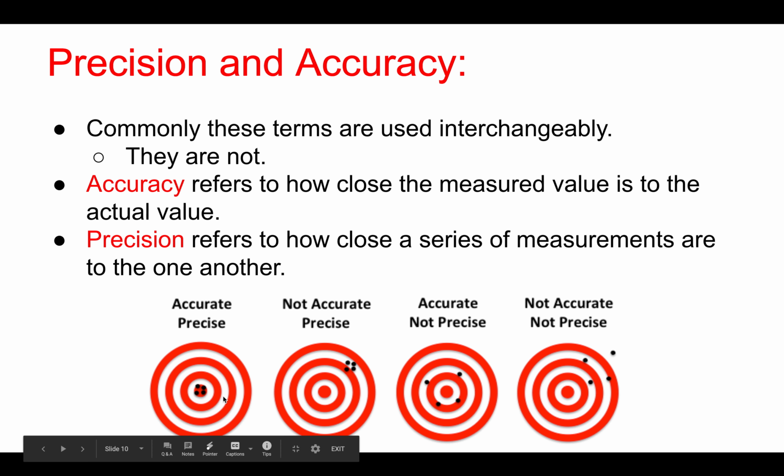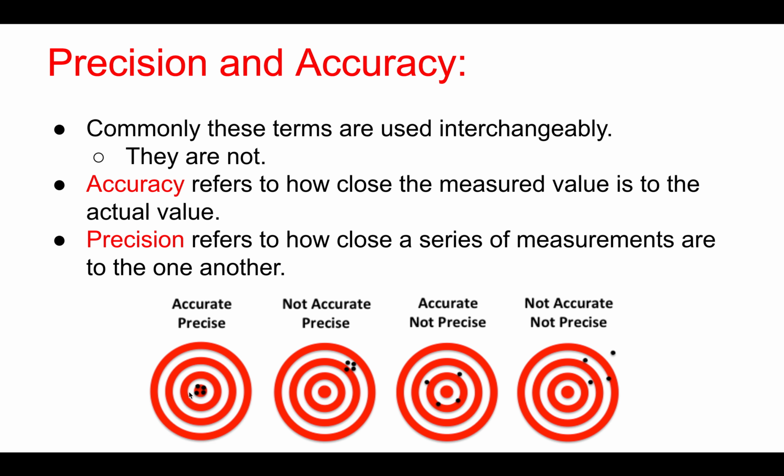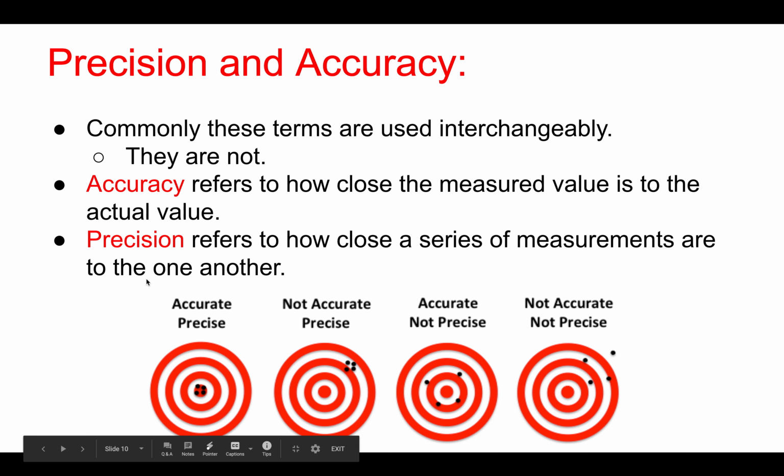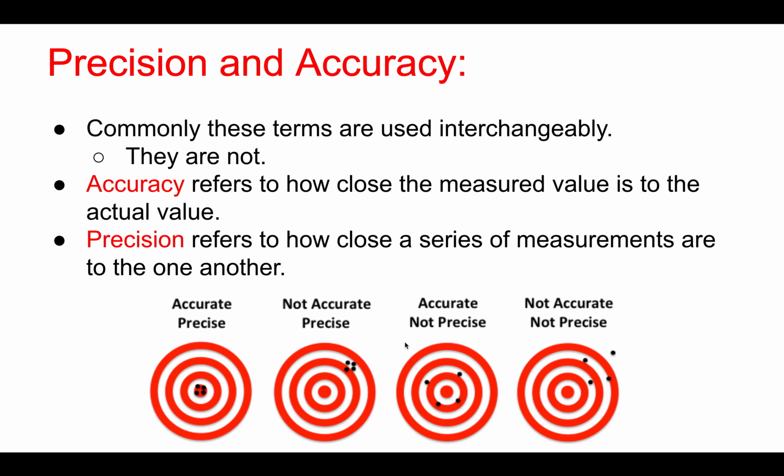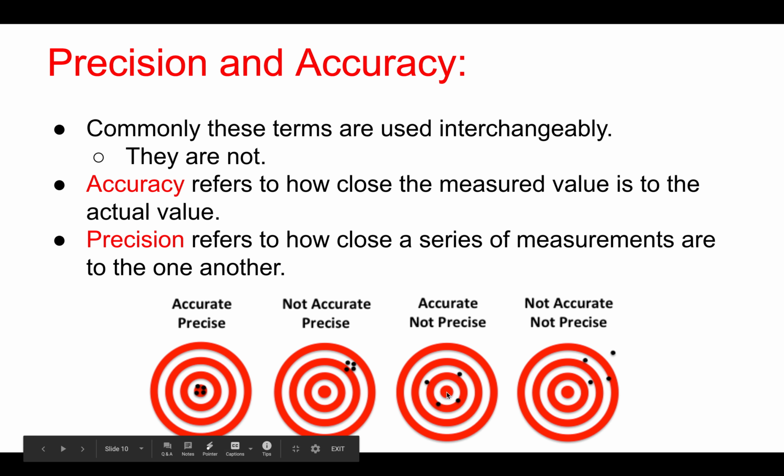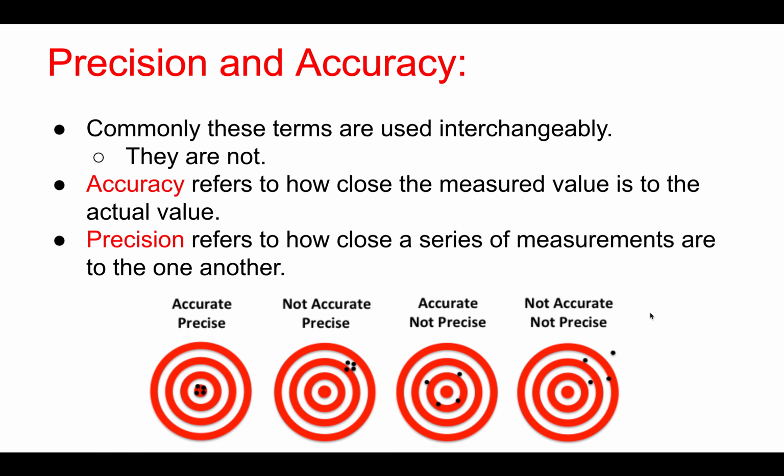So we've seen these diagrams in our general chemistry books. This set of bullseyes, these dots here, are accurate and precise because they're right on the bullseye. These are not accurate because they're far from the center, but they are precise because they're all kind of grouped together. These are accurate because they're centered around the right number, but they're not precise since they're kind of far apart. And these are both not accurate and not precise because they're far from the center and they're kind of scattered.